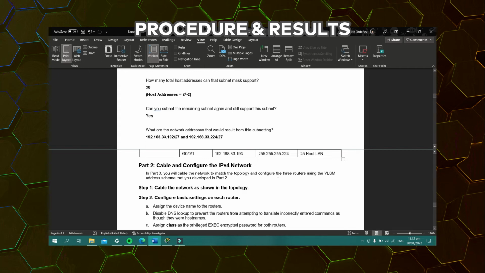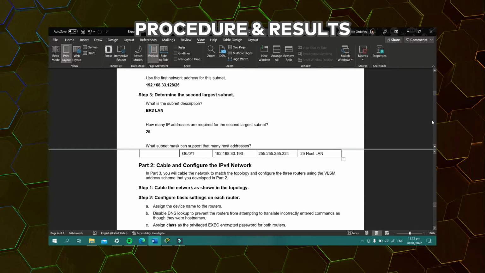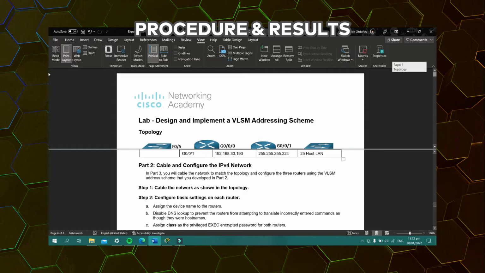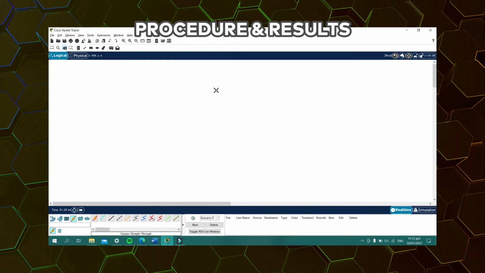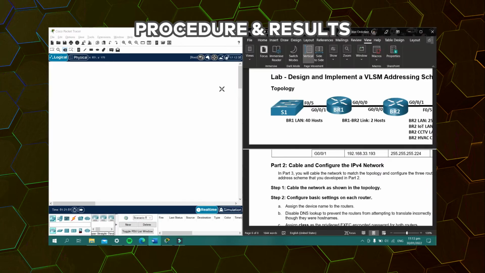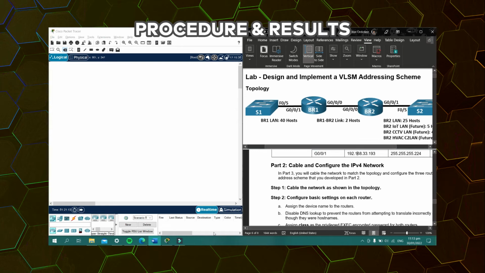Okay, so now let us move on. I will try to build the topology here using Packet Tracer. So now let us put in our workspace the required components for this topology. It requires, I will use a 4331 router and a 2960 switch.